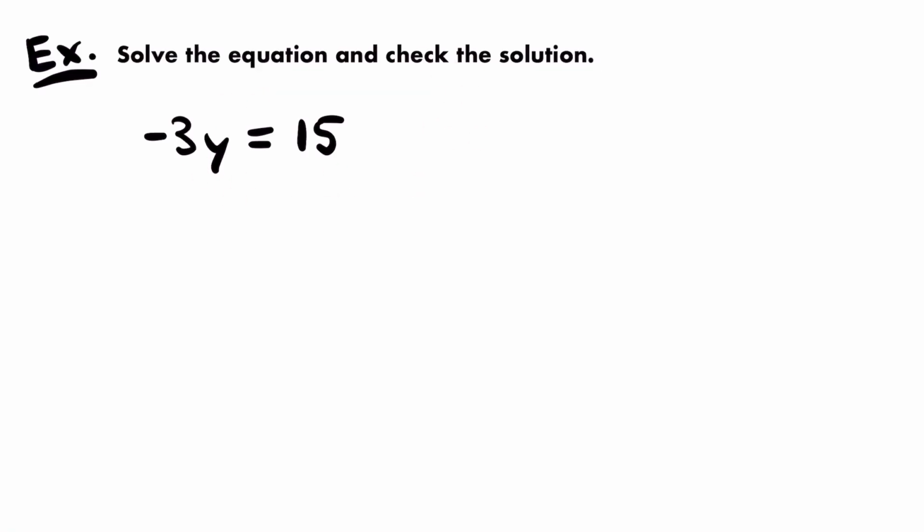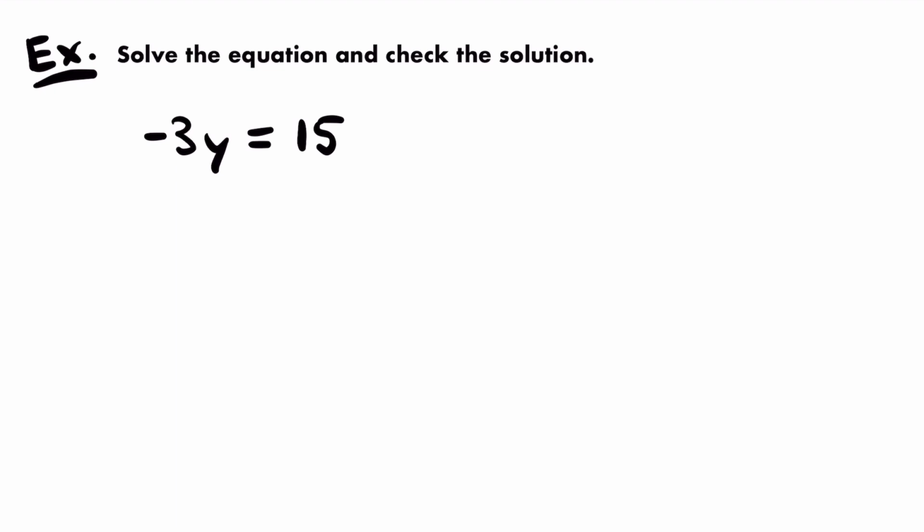For this example, we want to solve the equation and check the solution, and our equation is -3y equals 15. Okay, so this equation is clearly in the form of ax equals b, or a constant times a variable equal to another constant. In this case, our variable is not x, it is y, but that's fine. It doesn't change how we go about solving the equation. We will still use the same process we used before.